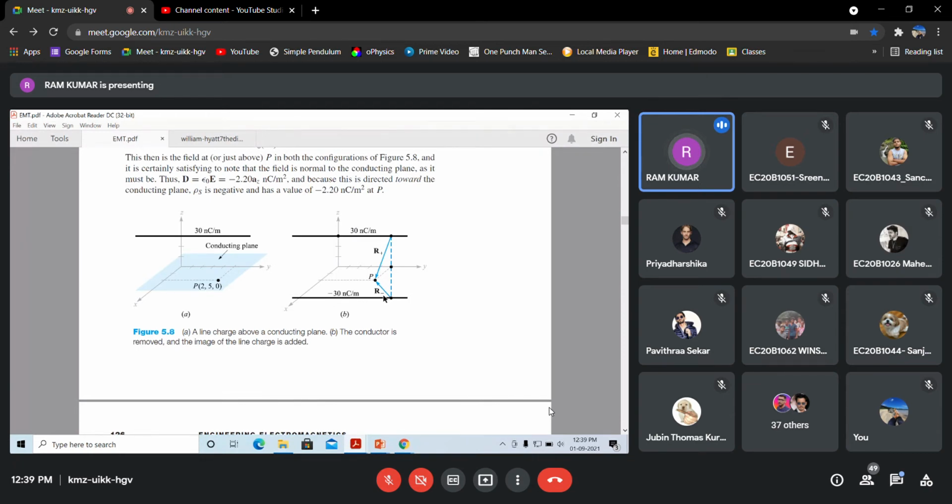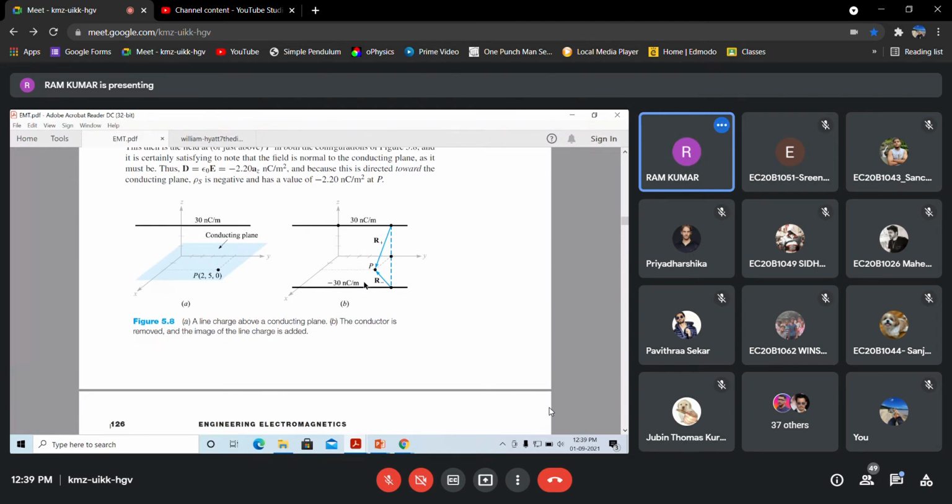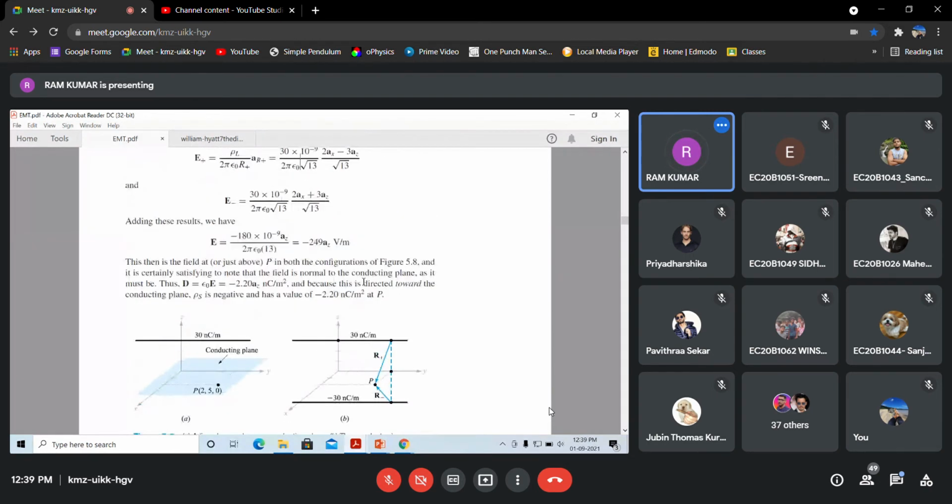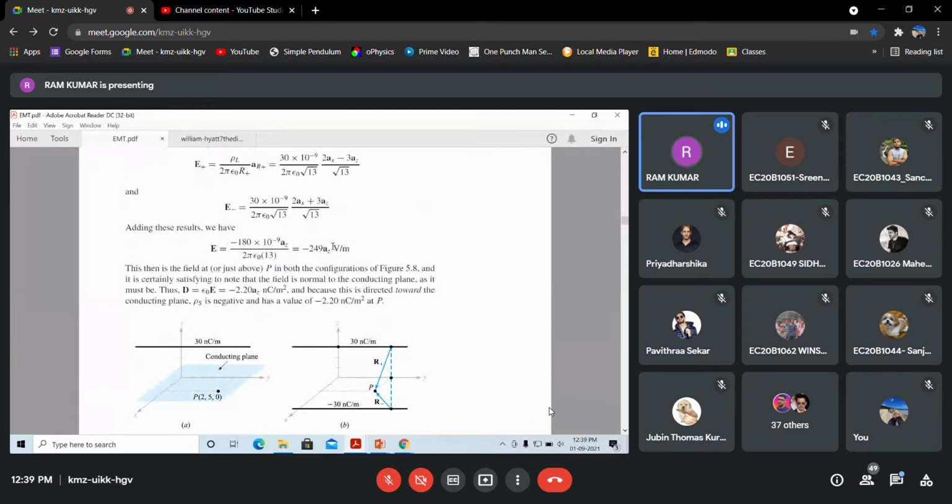Okay, I think no doubt. So R minus is 2AX vector plus 3AZ vector. So when you substitute this, we can calculate E minus.